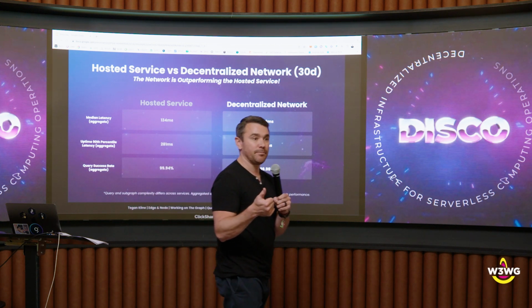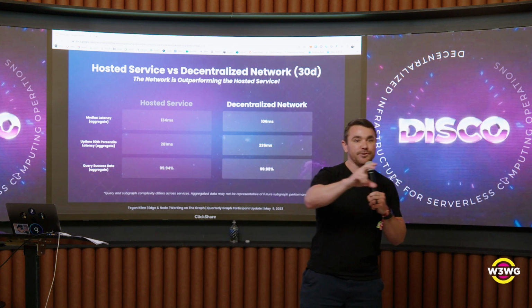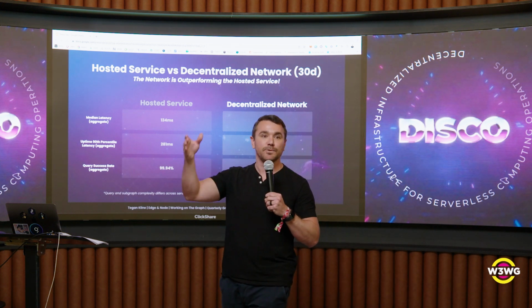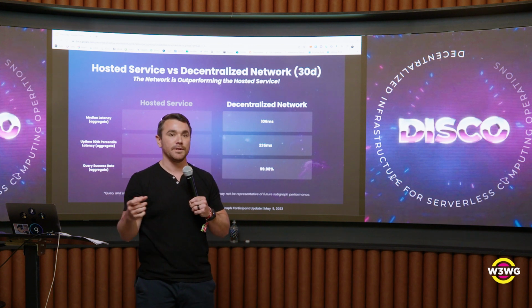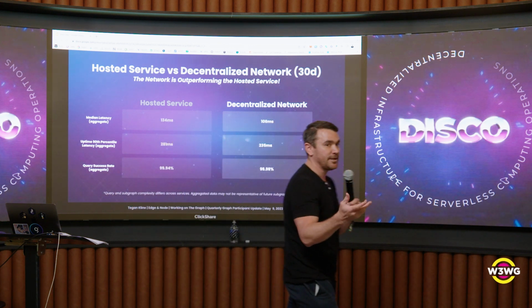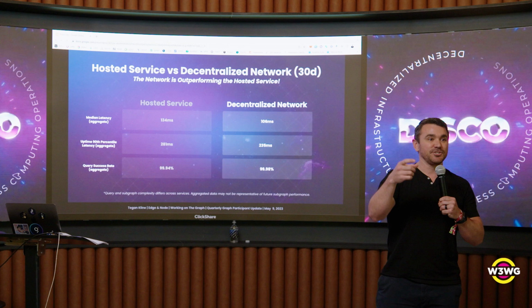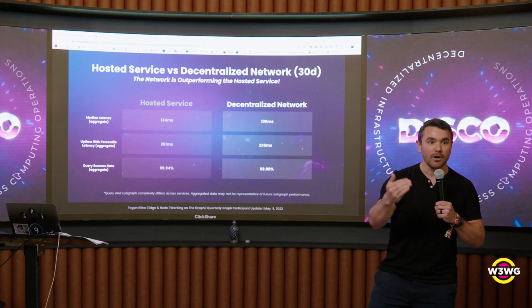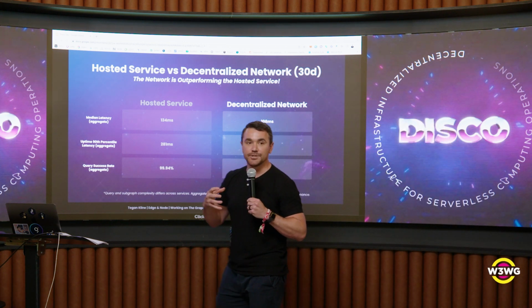Uptime is unbeatable because the indexer selection algorithm automatically transitions from one indexer to another, 460 plus around the world. Latency is better because if you're querying in Japan, indexers in Japan serve it, so we're seeing sub 100 millisecond query times, which is amazing.